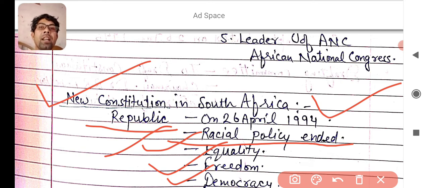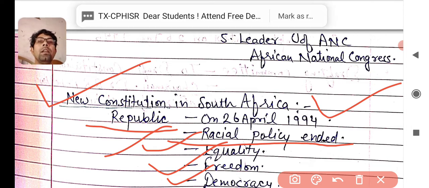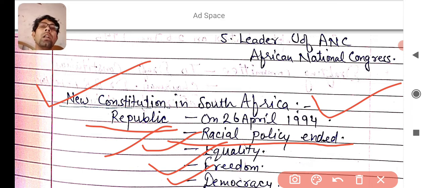And Nelson Mandela said that we will not follow that policy of apartheid in the future. If they have done a crime, it means if white people have done a crime, we will not follow that policy in the near future or in the future after making this new constitution.